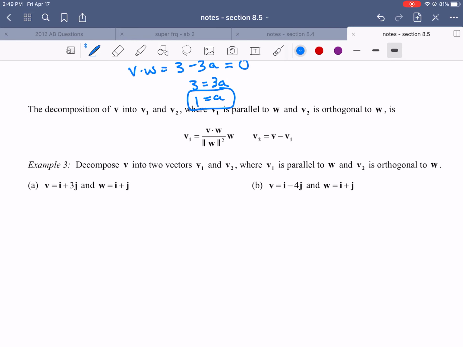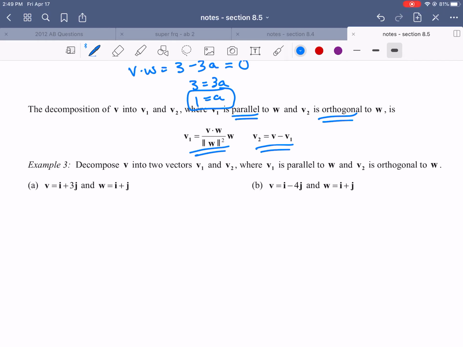Okay, last two examples. We're going to talk about how to decompose a vector v into two different vectors, one of which is parallel to a given vector w, and the other of which is orthogonal to a given vector w. And so the formulas are given right here. You don't need to memorize them. I'll be happy to give them to you and let you use them on the test. So there they are. We just need to know how to use them.